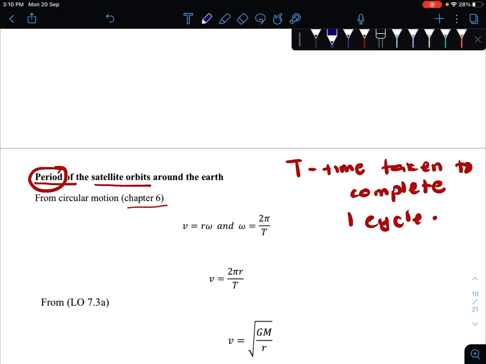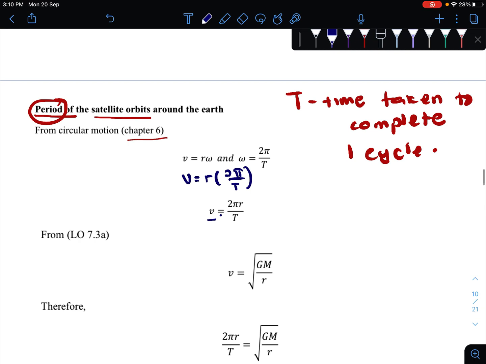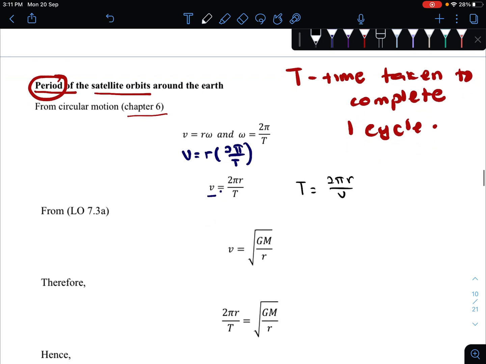So from chapter 6, circular motion, we know linear velocity is equal to r omega, where omega is equal to 2 pi over T. So what we can do here is substitute the omega in this equation. You will get v equals 2 pi r over the period. Now you can rearrange this to get the period: period is 2 pi r over v.